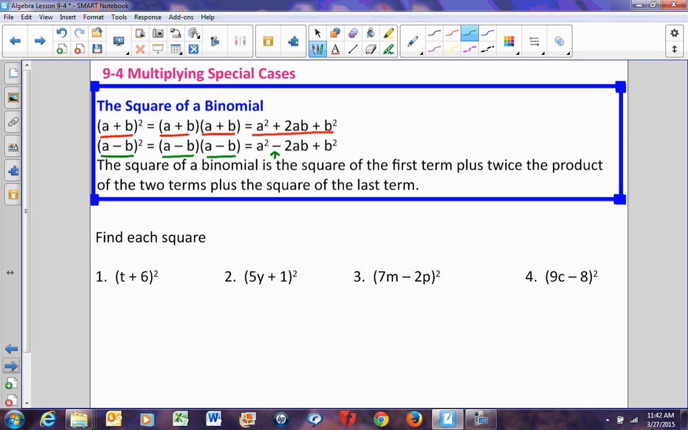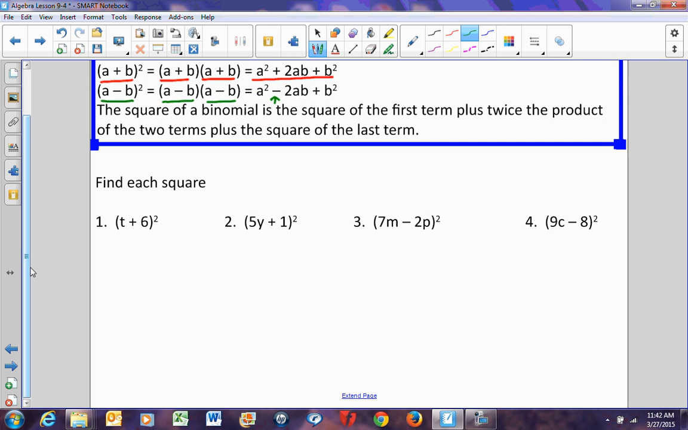If you don't understand how to multiply by the special cases using these special formulas, you can always multiply using the distributive property and get the correct answer. Eventually, however, you'll learn these special properties and it will speed up your multiplication. For instance, I can tell you right now that the answer of t plus 6 quantity squared is t squared plus 12t plus 36 without having to do any of those little steps. Okay? Without having to write out t plus 6 times t plus 6 and getting t squared plus 6t plus 6t plus 36 and then simplifying it.